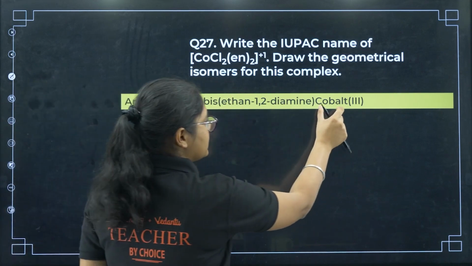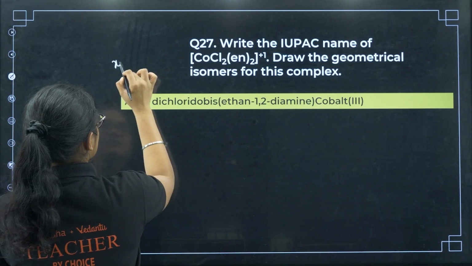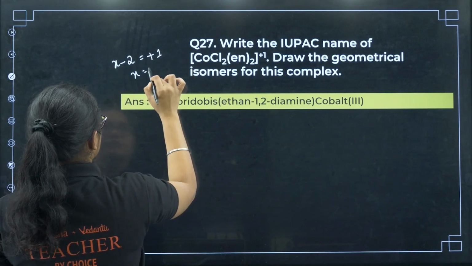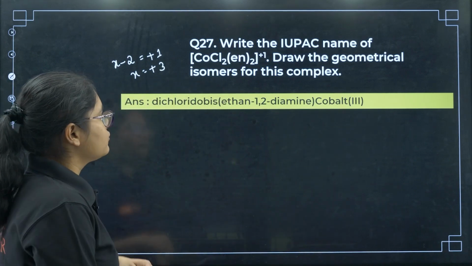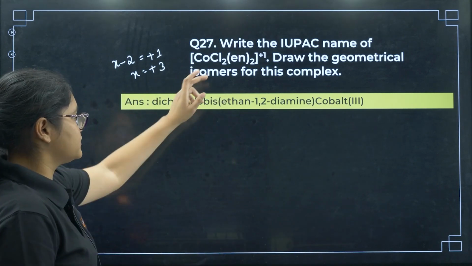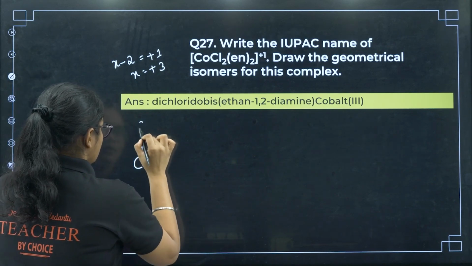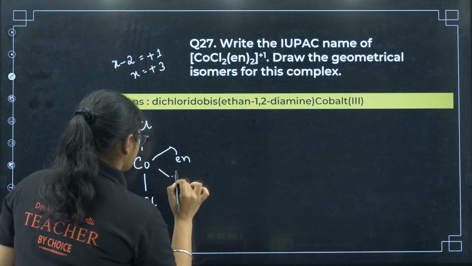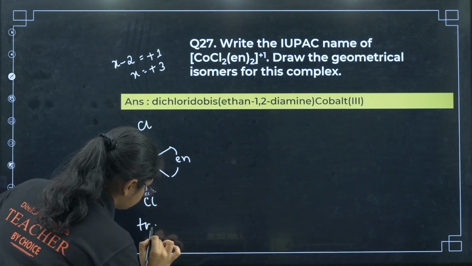Then I have cobalt here. Okay, now if I see cobalt here, then it is x minus 2 is equal to plus 1, so x will be equal to plus 3. Okay, clear? Now coming to draw the geometrical isomers for this complex. So I will have like this Co, Cl, Cl, en, en. This is the trans form.